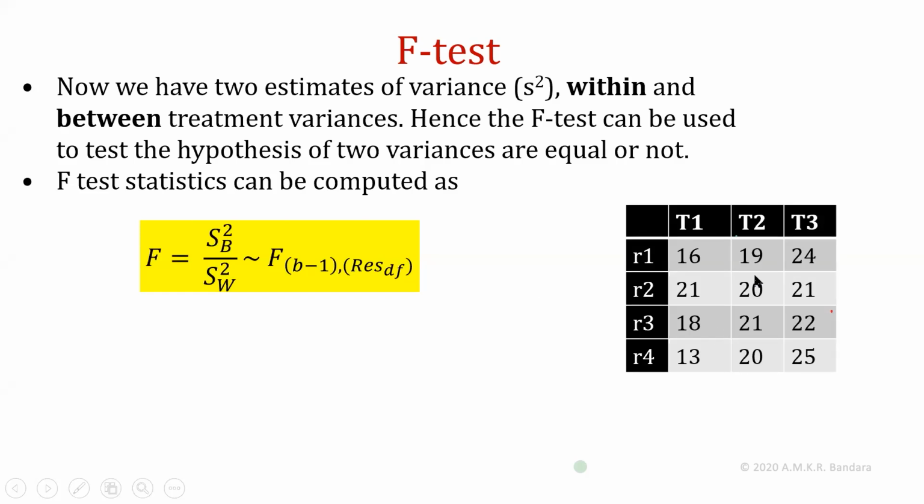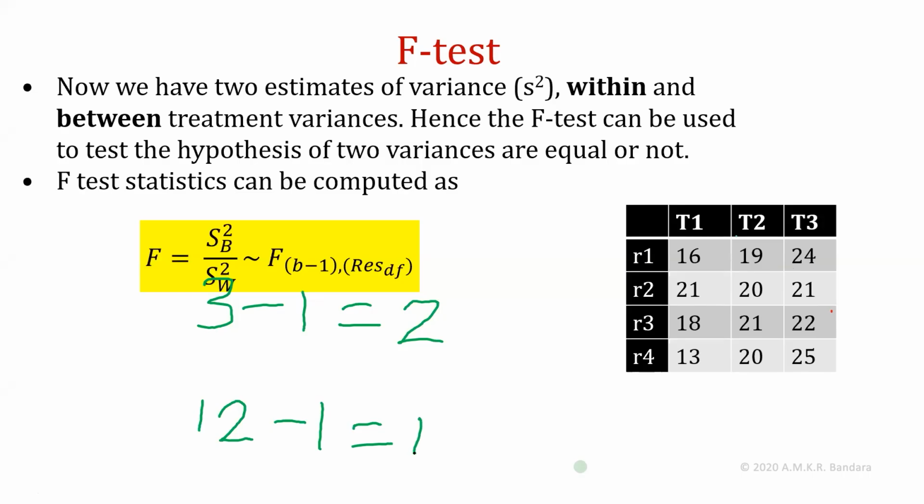Here we have three groups. So, degrees of freedom for between group variability is 3 minus 1 equal to 2. Then total degrees of freedom is total number of observations minus 1. Here we have 12 observations. So 12 minus 1 equal to 11. That is the total degrees of freedom.